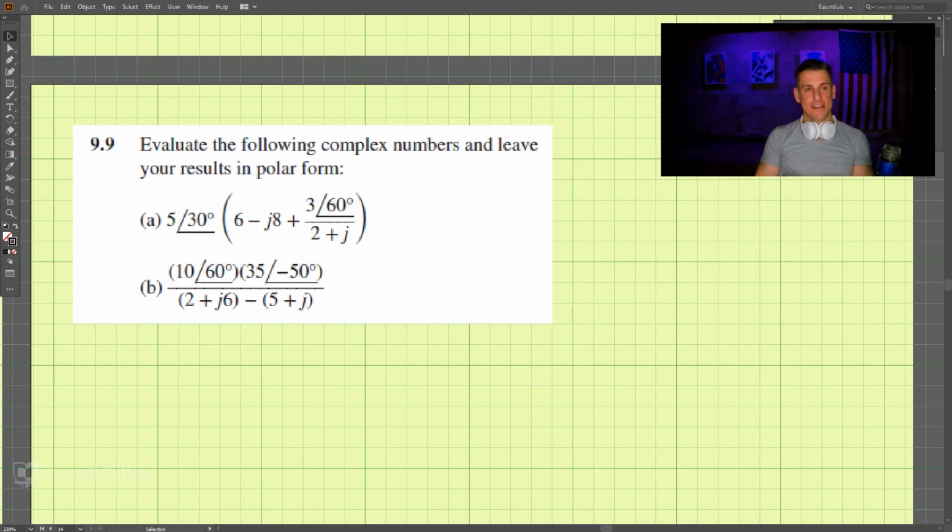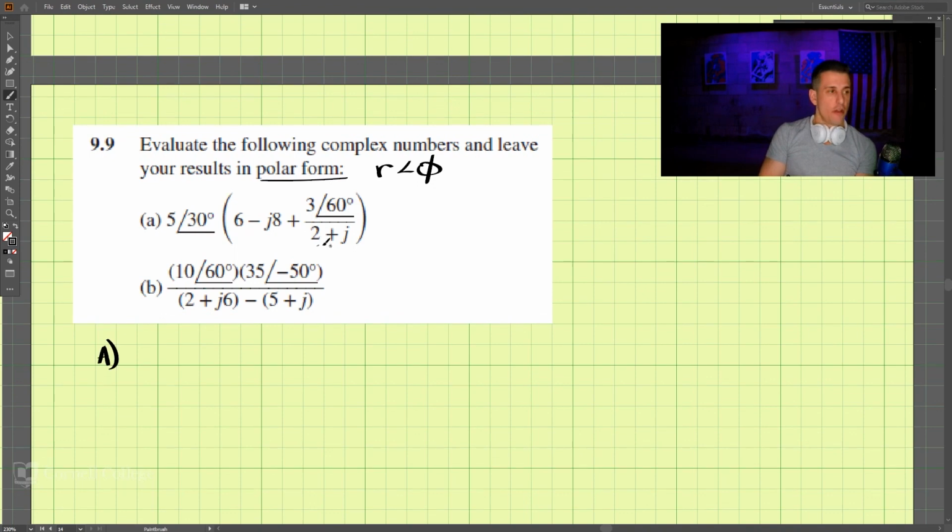This is 9.9 here, and we're looking to evaluate the complex numbers here at A and B and put the results in polar form. So polar form means we want a radius and an angle, right? That's the form that we're looking for. So let's get started with this first one, part A.